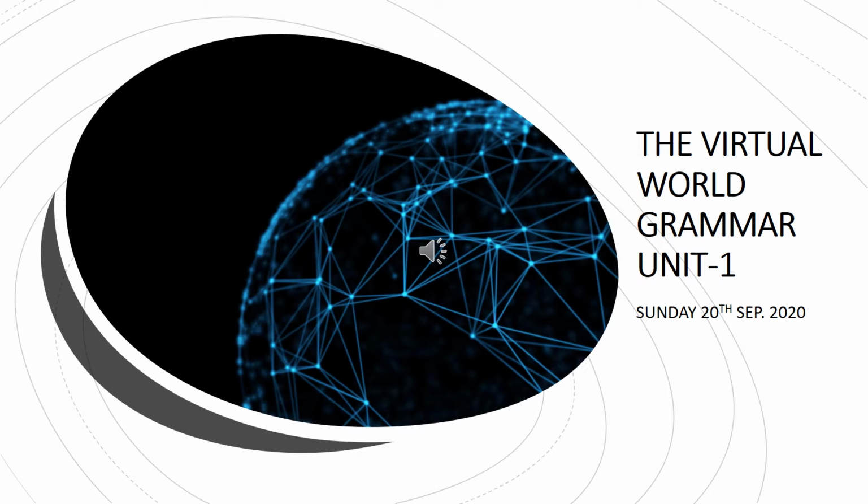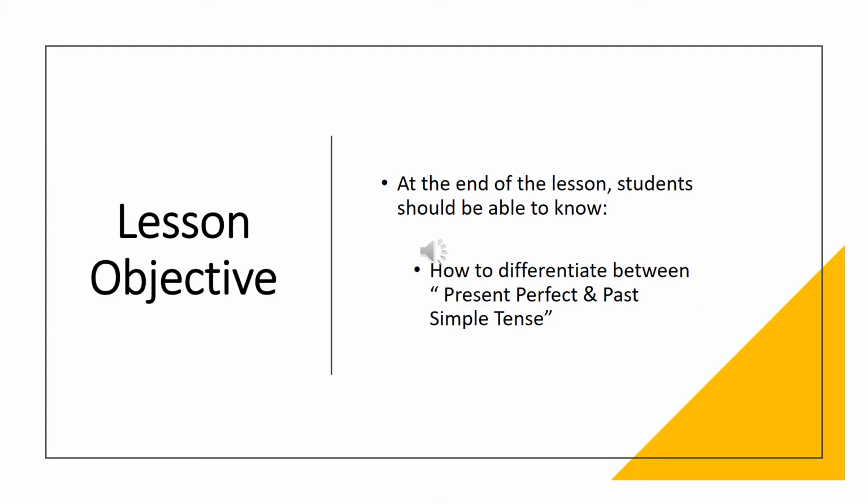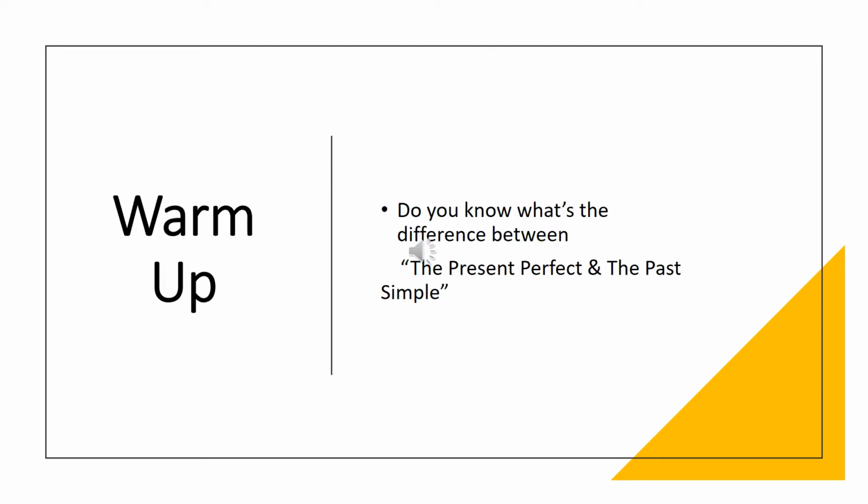Today we will complete the second part of our grammar lesson in Unit 1. The objective for this lesson is to know how to differentiate between present perfect and past simple tense. Do you know what is the difference between the present perfect and the past simple? To know the answer, watch the next video.